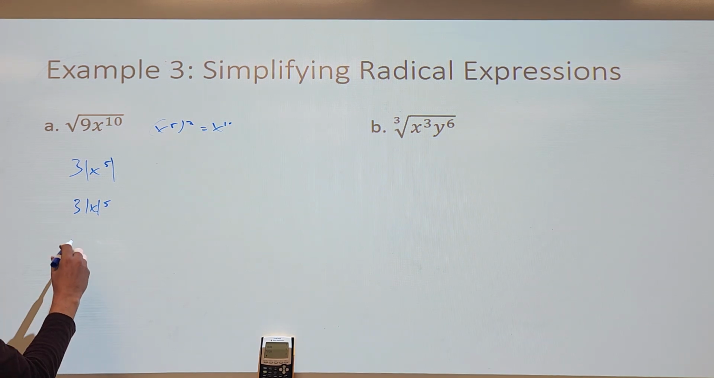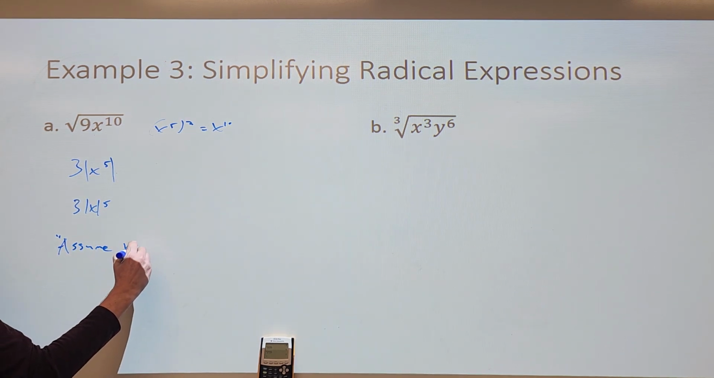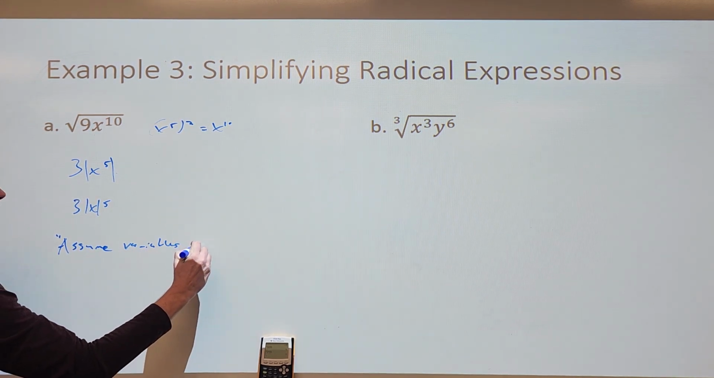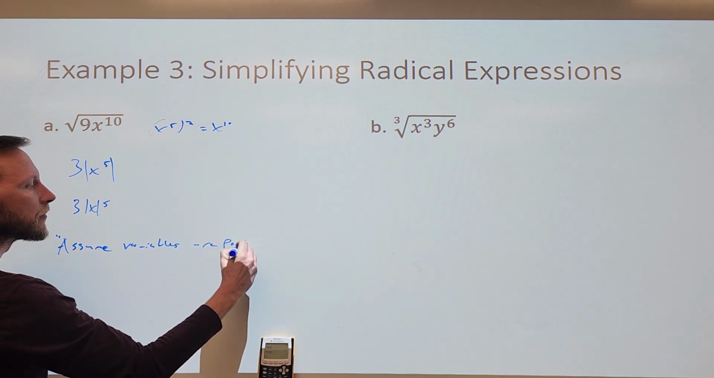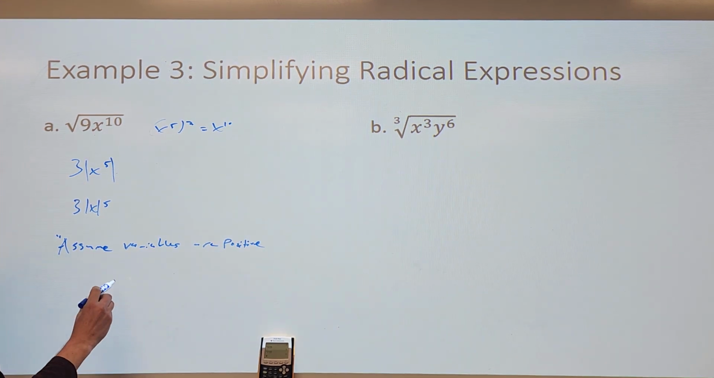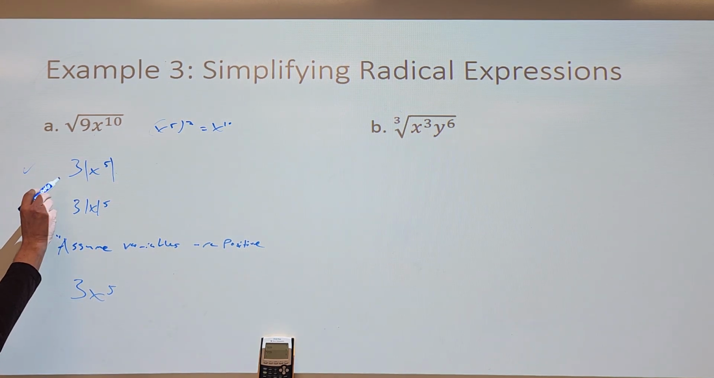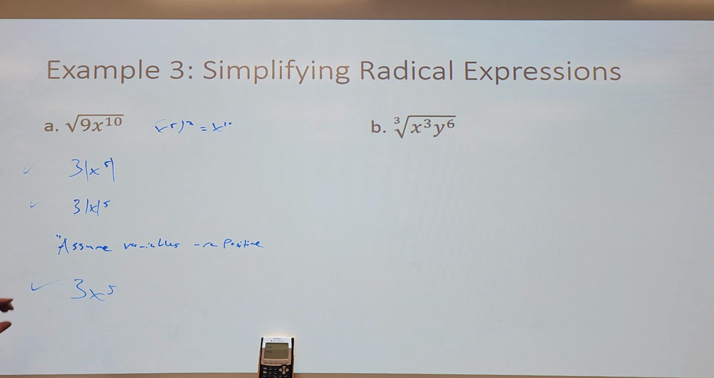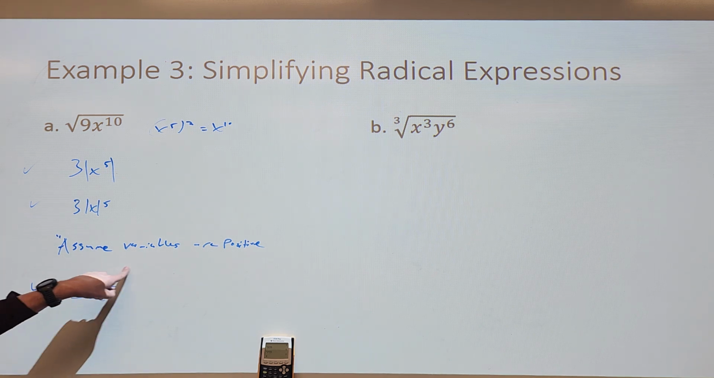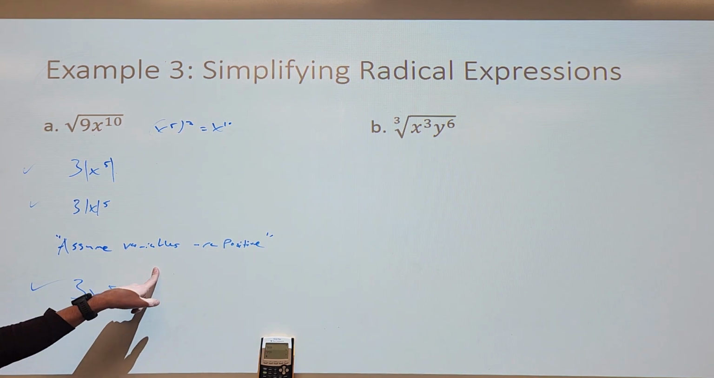But generally what we're going to do is we're going to have this phrase where it says assume variables are positive. And so if we assume that the variables are positive, then our answer here is just going to be 3x to the 5th. All right? So this is one way to write it, this is another, and this is a final way to write it. But this is only if we assume that the variables are positive.